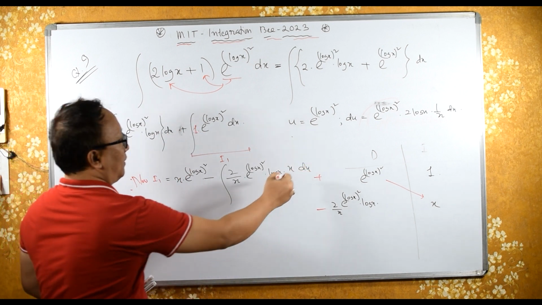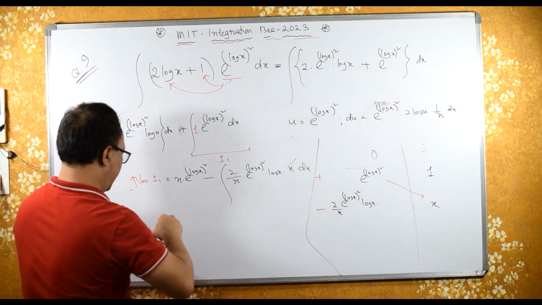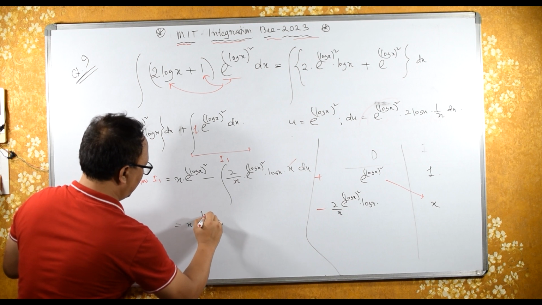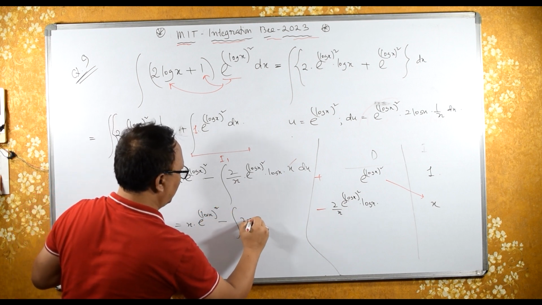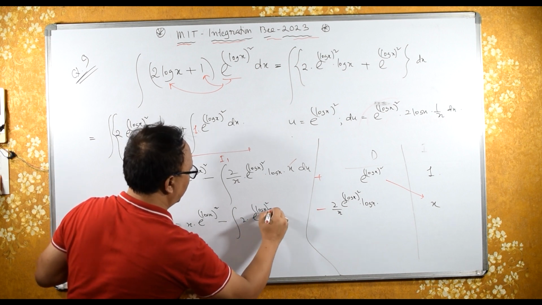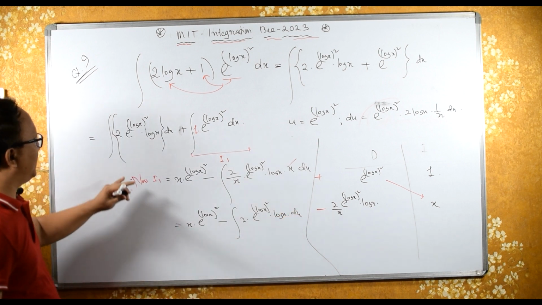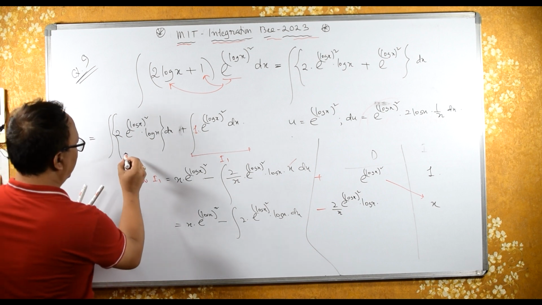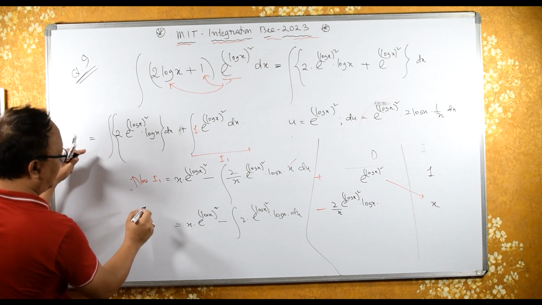Now this x and this x get cancelled. What I have is x into e raised to (log x) squared minus integral 2 into e raised to (log x) squared into log x dx. Now I will merge this with this. This is same as my I1.